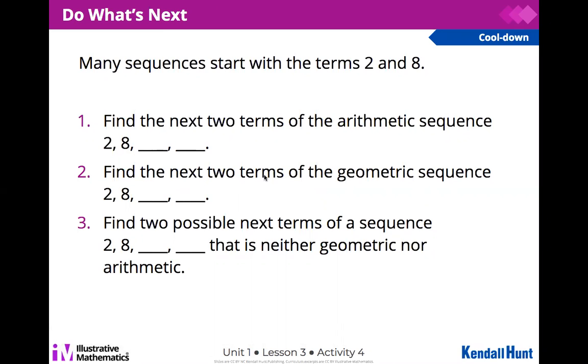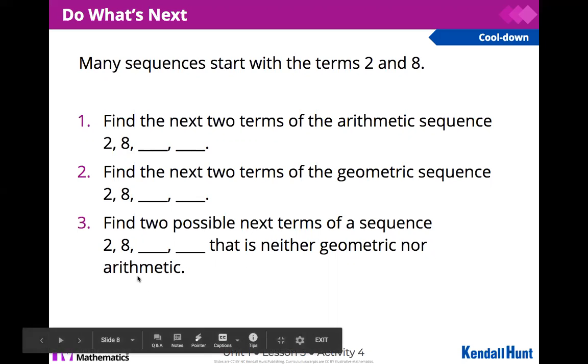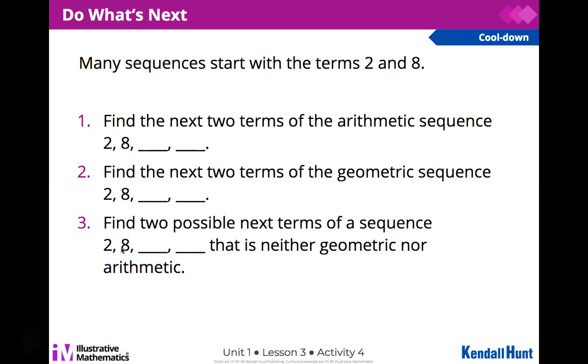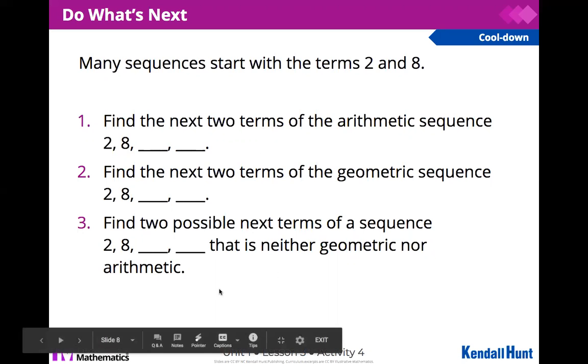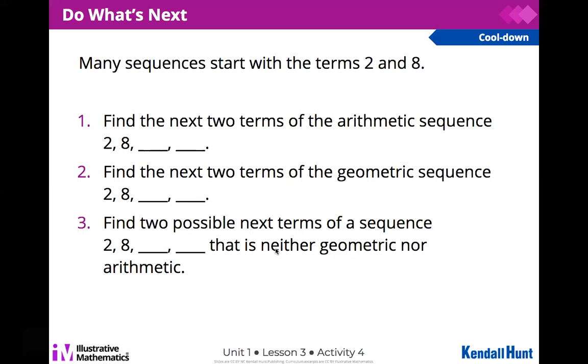Number 2 says find the next two terms for the geometric sequence. Okay. And then 3, find the two possible next terms for a sequence 2, 8 that is neither geometric nor arithmetic. So think about another rule you can use to go from 2 to 8 and then apply that rule to the next two, right? But make sure it's not a geometric or arithmetic one. And there's actually a lot of examples you can use for this. But I'm going to give you guys a couple minutes. Try and do this on your own, and then we'll come together and we'll talk about the patterns that I thought of.